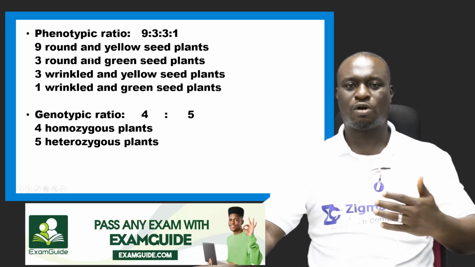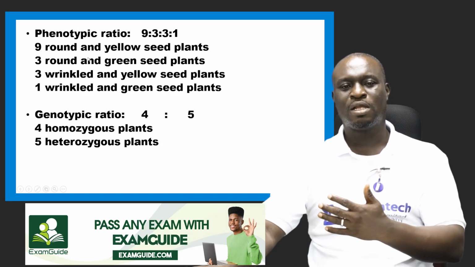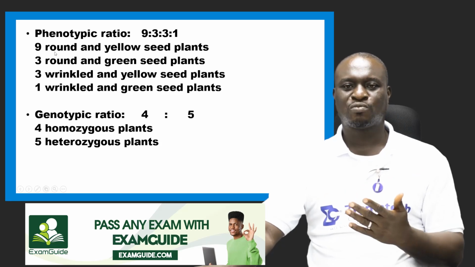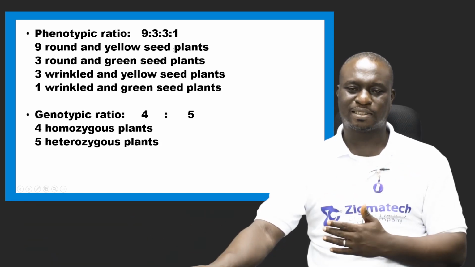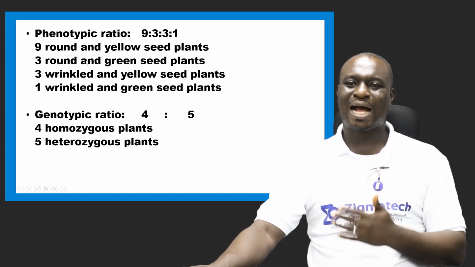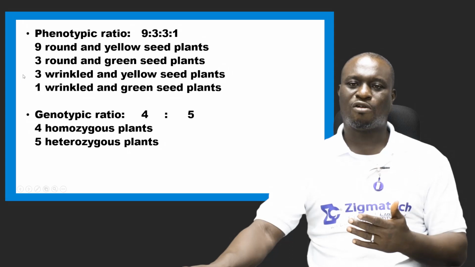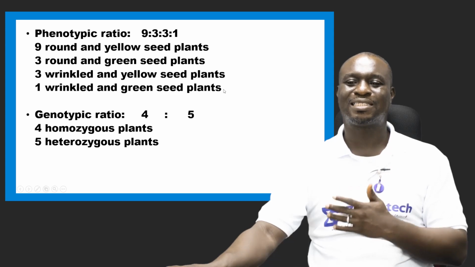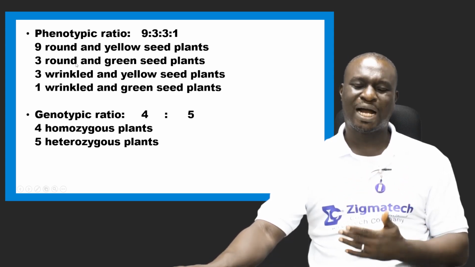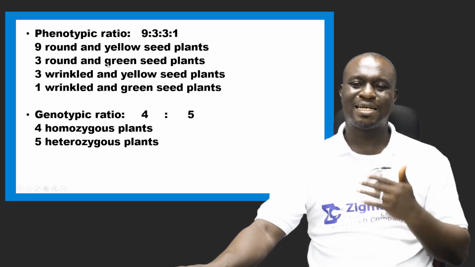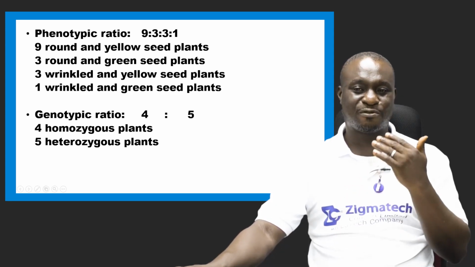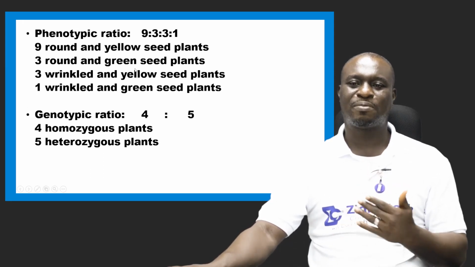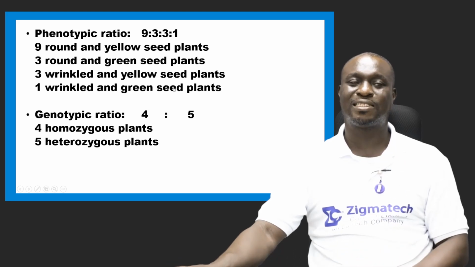So it means out of all the 16 plants that actually came out as a result, 9 of it were round and yellow seed plants. 3 of them were round and green seed plants. 3 of them were wrinkled and yellow seed plants, and then 1 was wrinkled and green seed plants. That's the phenotypic ratio.